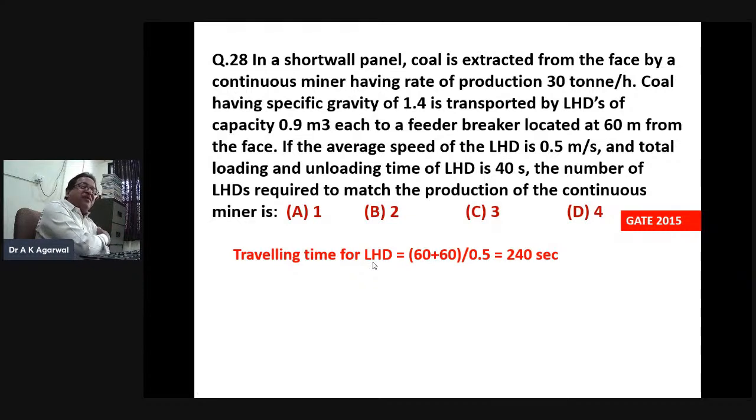So first let us find out the traveling time of LHD, because we want to calculate the cycle time of LHD. For that, the traveling time of LHD is required. One side distance is 60 meter. So loaded, it will go 60 meter to the feeder breaker and again come back to the face with 60 meter travel. So total travel distance is 60 plus 60, 120 meter. But its speed is 0.5 meter per second. So 120 divided by 0.5 is equal to 240 seconds. So the traveling time of LHD is 240 seconds.